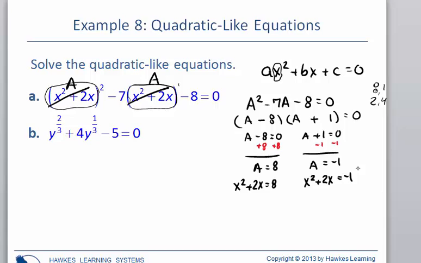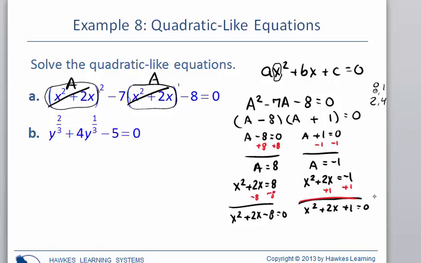Now we know to solve a quadratic equation, we need it set equal to 0. And so that's going to be our first step, is that we're going to subtract this 8 off of both sides of the first one, giving me x squared plus 2x minus 8 is equal to 0. On the second one, we're going to add 1 to both sides, giving me x squared plus 2x plus 1 is equal to 0. And the idea is that I should be able to factor those two.